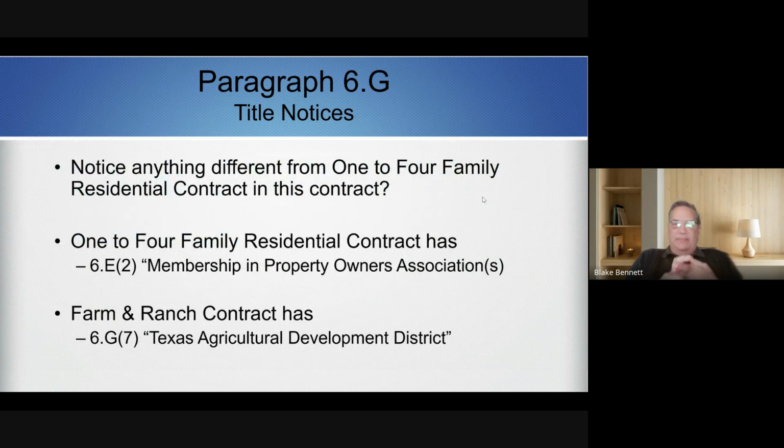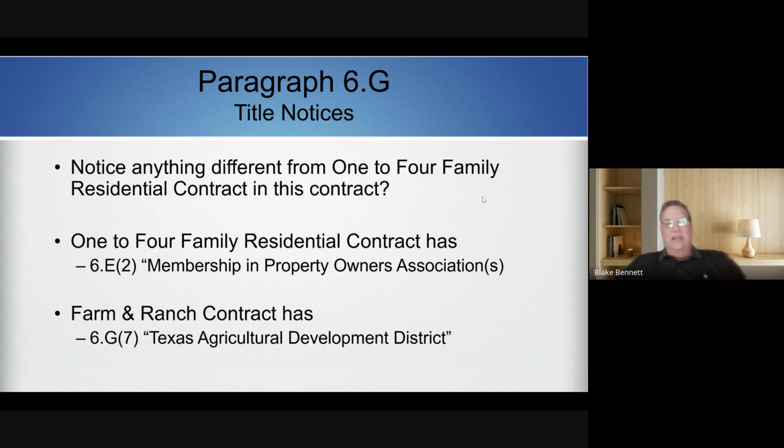1 to 4 family residential contract. 1 to 4 deals with membership in a property owner association. The farm and ranch talks about an agricultural development district. I've gotten questions on those since 1999, whenever I started in the office. And what is an agricultural development district? It exists on paper. It would be a very poor choice to have your land in an agricultural development district. I've never seen one of them in Texas.